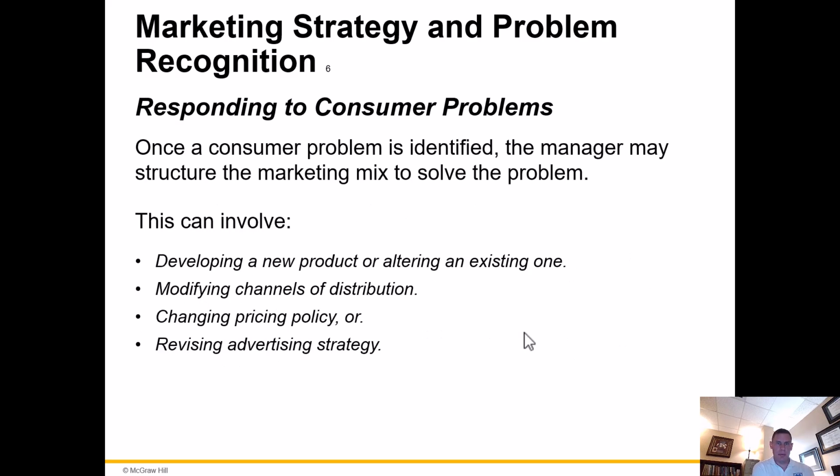Now, once a consumer problem is identified, the manager may structure the marketing mix in an attempt to solve the problem. Now, this could involve, and again, this is not an exhaustive list by any means, developing a new product or altering an existing one, perhaps modifying channels of distribution, maybe changing the pricing policy, you would want to do that carefully, or revising the advertising strategy.